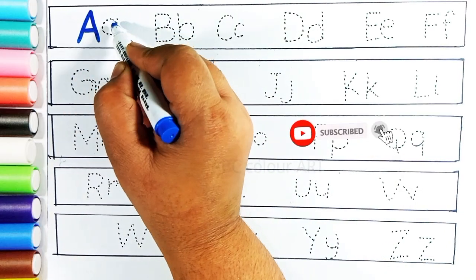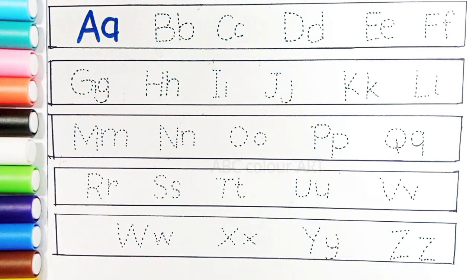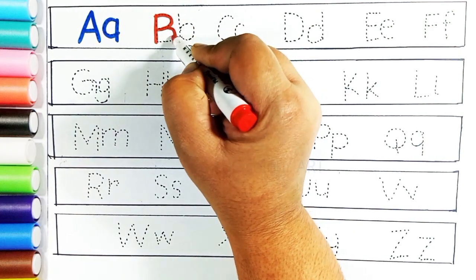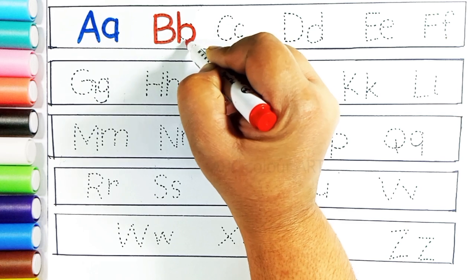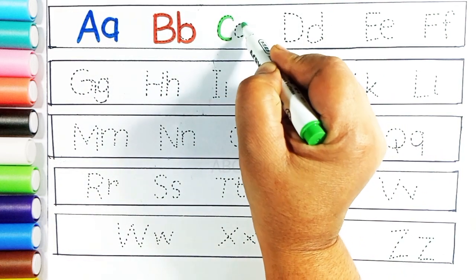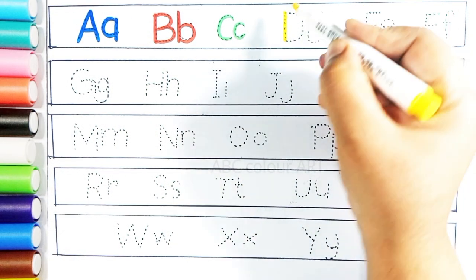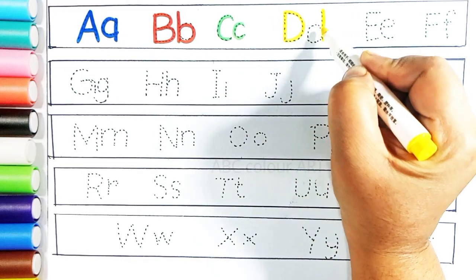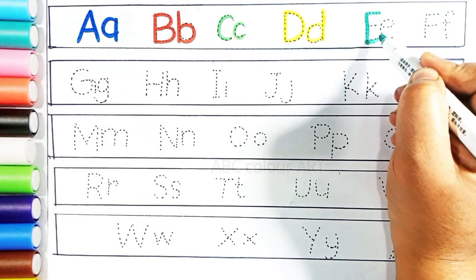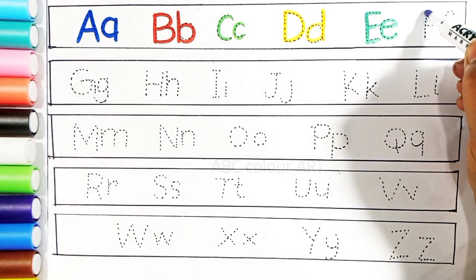Blue color. Capital A, small a. A is for apple. Red color. Capital B, small b. B is for ball, light green color. Capital C, small c. C is for cat, yellow color. Capital D, small d. D is for duck, sea green color. Capital E, small e. E is for elephant, purple color.